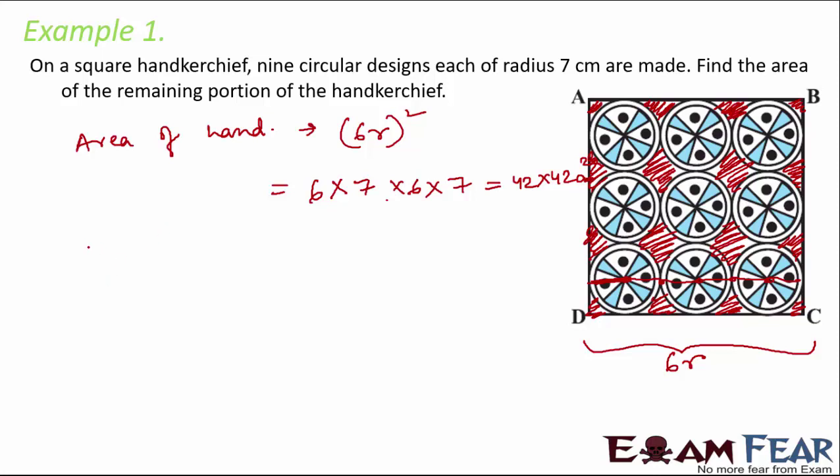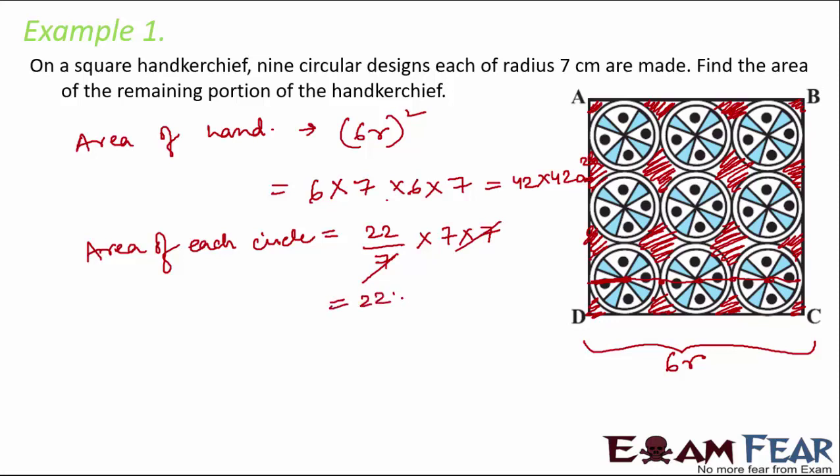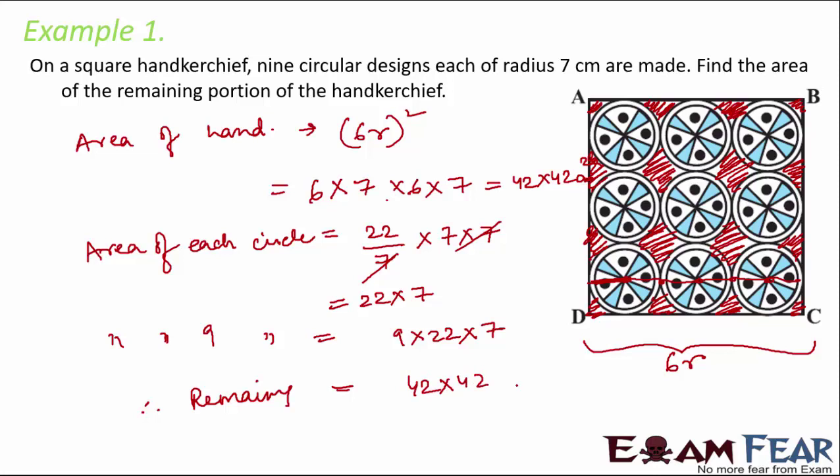Now let us calculate the area of each circle. The area of each circle would be equal to pi r square. So pi is 22 by 7 into r is 7 into 7. So this is equal to 22 into 7. Therefore, the area of 9 such circles would be 9 into 22 into 7. So the remaining portion will be equal to the total area, that is 42 into 42 minus 9 into 22 into 7. When you calculate this, it comes out to be 378 centimeter square. So this is the area of the remaining portion of the handkerchief.